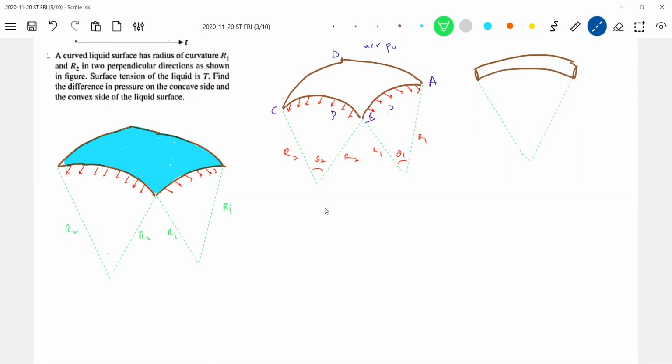I'm giving a lot of supporting diagrams, please try to follow it. And this will be theta 1 by 2. Theta 1 by 2, there's a radius.